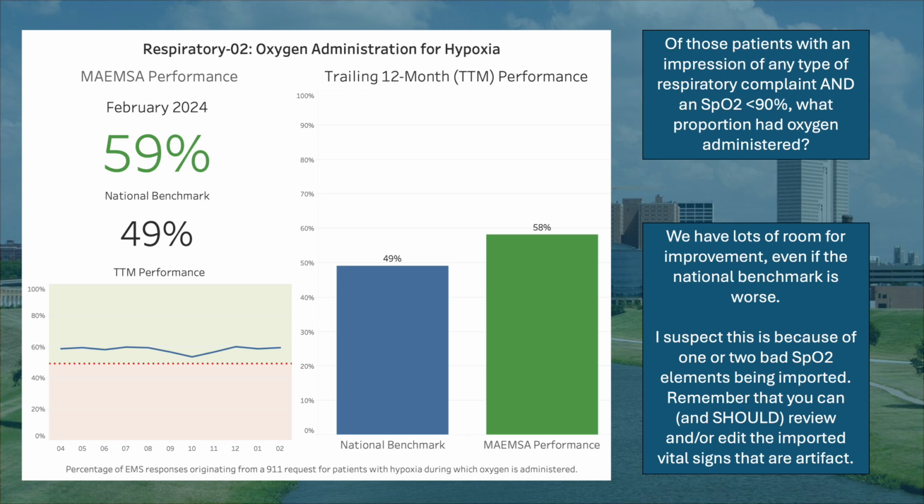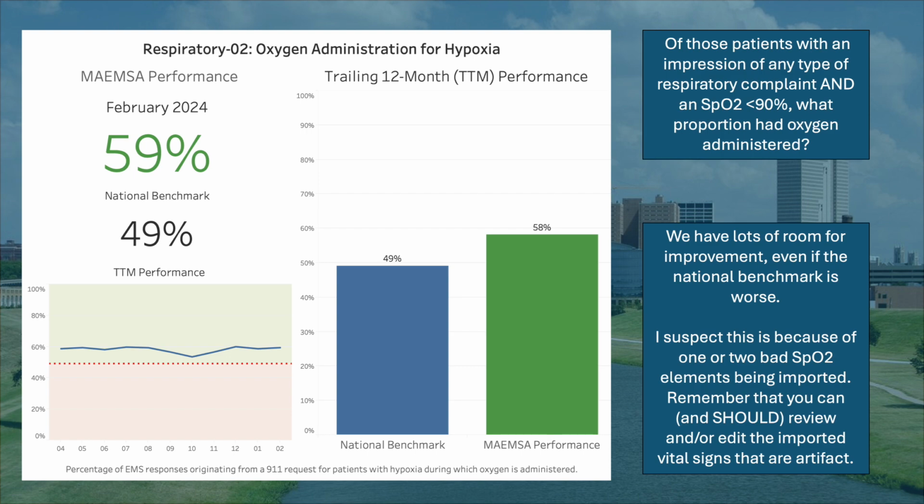How do we do on those patients who are hypoxic? Do we have a treatment for hypoxia? Do we have something we can give? I believe we do. Oxygen, maybe. Yeah. So of patients with an SpO2 less than 90, what proportion did we give oxygen to? In this case, 59%. Now, that's better than the national benchmark, but I think we can do better.